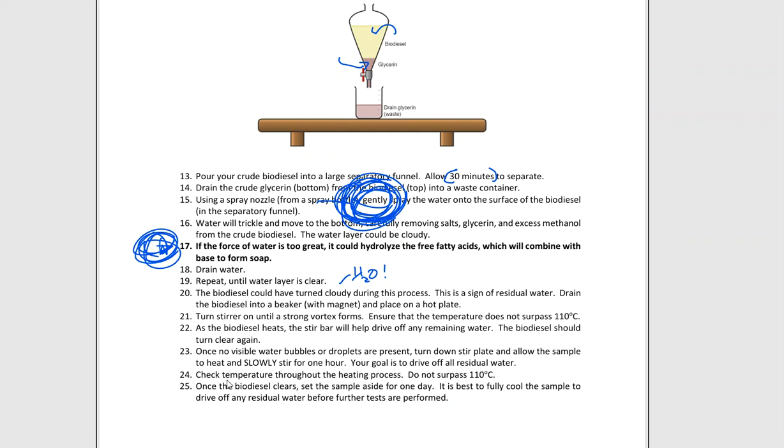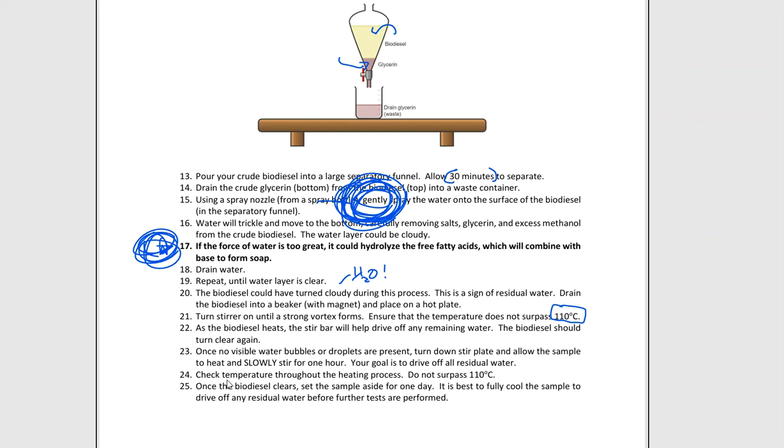Number 21, it says turn a stirrer on until a very strong vortex forms. So we really do want this to be wide open. I mean, we want that stuff to be spinning as fast as it can spin. But then it says ensure that the temperature does not go over 110 degrees. So we are above the boiling point of water, just slightly, but we're above the boiling point of water, and that's really what we're after here.